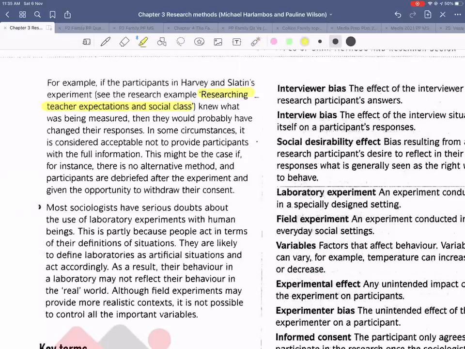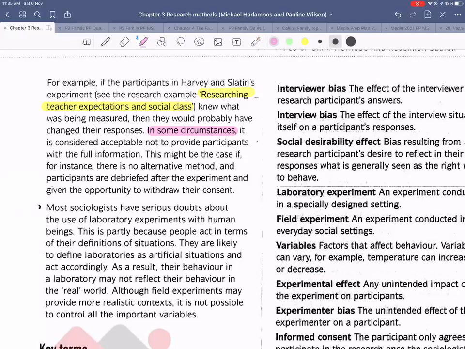In some circumstances, it is considered acceptable not to provide participants with full information. Like I said, in some circumstances only, not always. See, wrong is wrong, unethical is unethical. Just because you're doing it or just because you think it was necessary doesn't by any chance make it ethical. If it's unethical, it's unethical, but you still end up doing it, right?